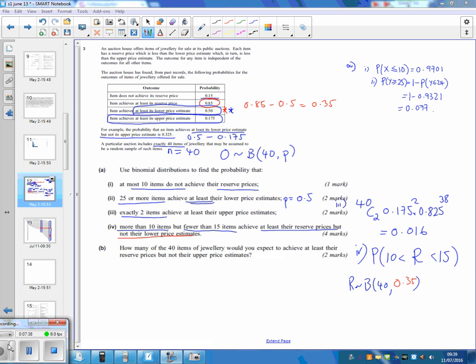So that's the first thing. Now I need to think about what do I actually need to look up on the table. So I want the probability that R is less than 15. So that's the same as R being less than or equal to 14. And then I want everything bigger than 10. So I need to take away the probability of R being less than or equal to 10. I don't want to include 10. Okay. So I've got my limits there. Now I can look up those two on the table.